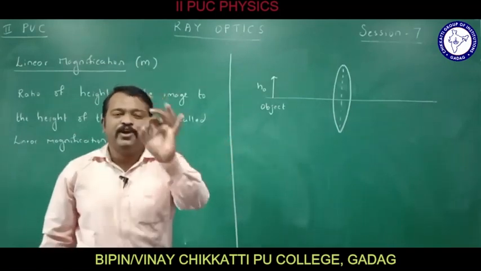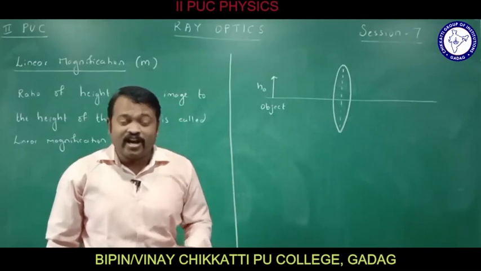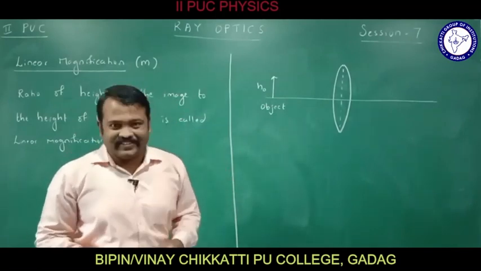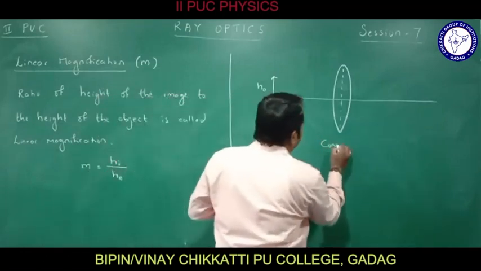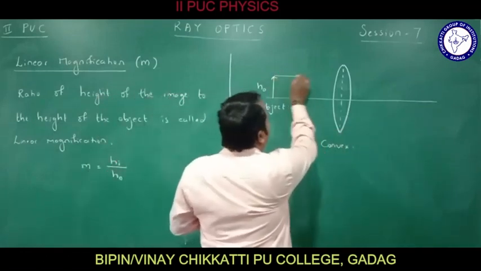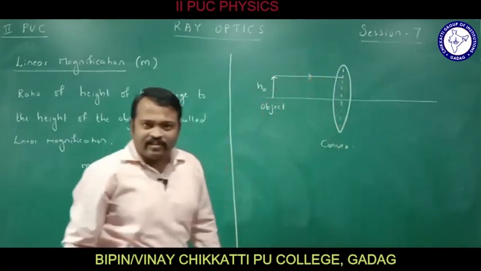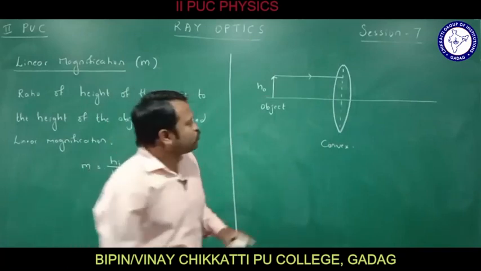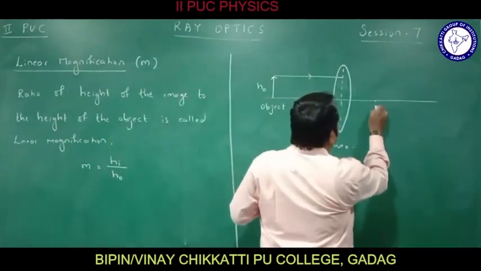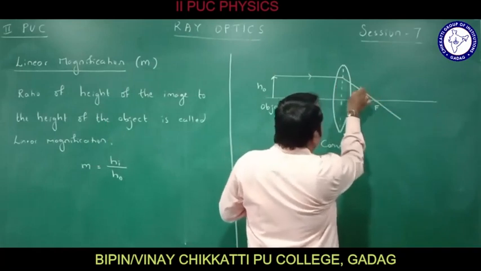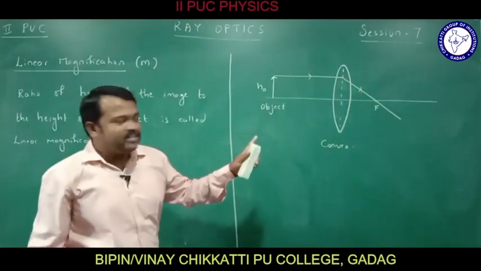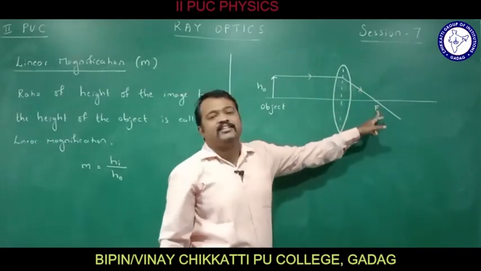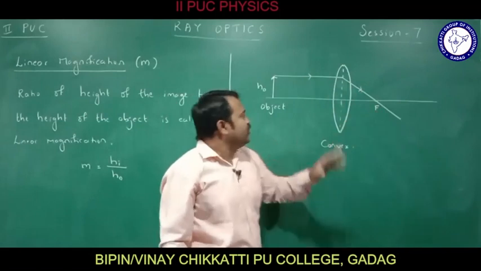Okay. First of all, where do I get the image? We have learned how to find the image formed by the convex lens. So this is convex. First, we need to draw a line which is parallel to the principal axis. After refraction, where does it go? It passes through the principal focus. We know that when a parallel ray of light passes through the convex lens, it converges at the principal focus. So this is the first ray.